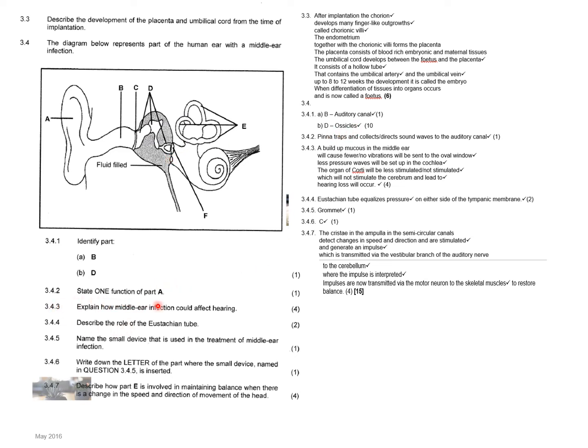3.4.2. State one function of part A. Part A, we know, is the pinna. So what is the pinna going to do? Trap and collect and direct sound waves to the auditory canal.